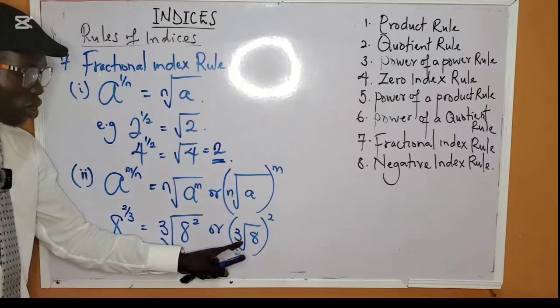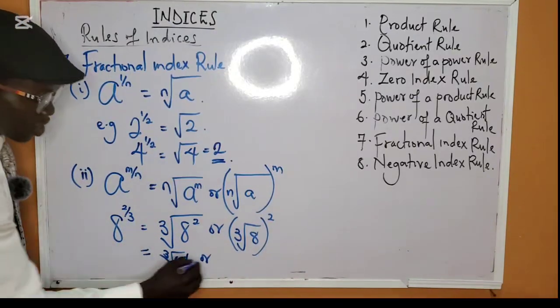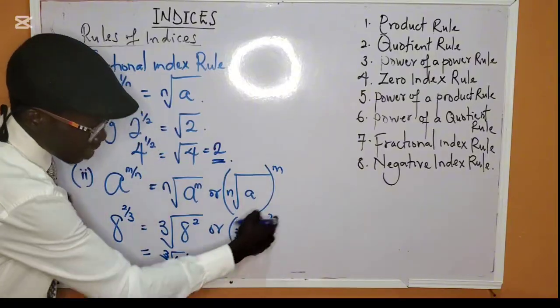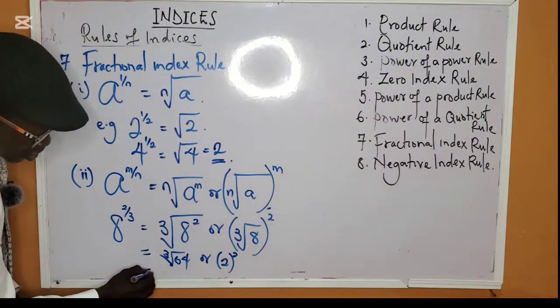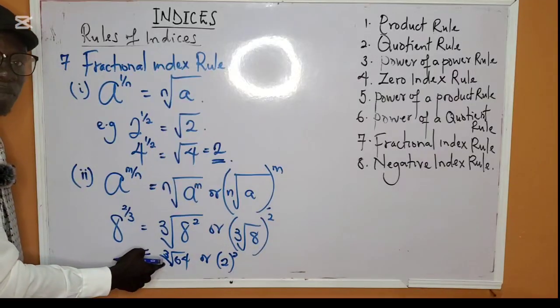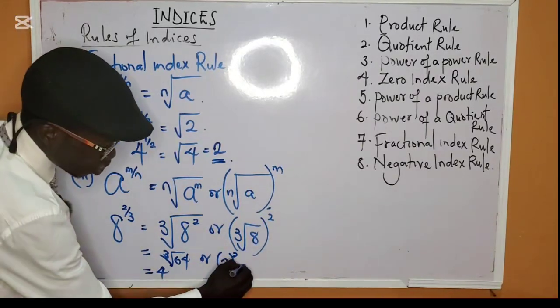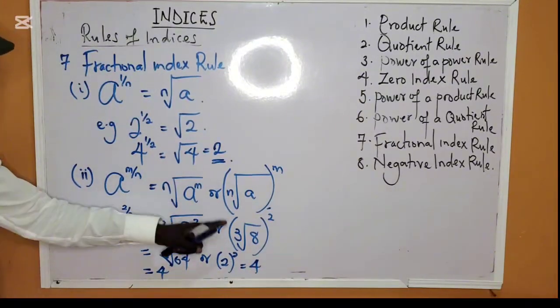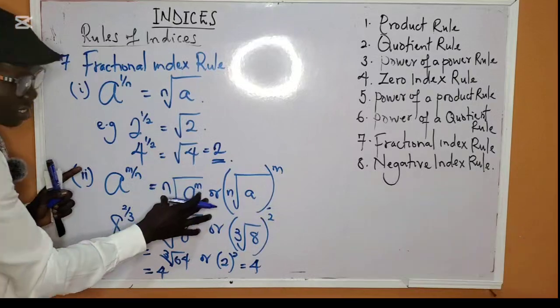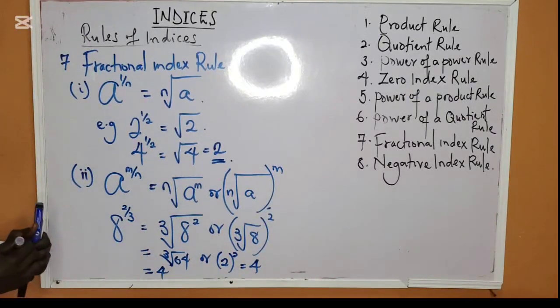That tells us: what number can we multiply 3 times to give us 8? And that number is 2. So we still have the square outside, 2 squared. Therefore, for the other method, what number can we multiply 3 times to give us 64? The answer is 4. And for this also, 2 squared equals 4. So this shows that any method you apply, either this or this, you are still going to get the same answer. Alright, that is for the fractional index rule.